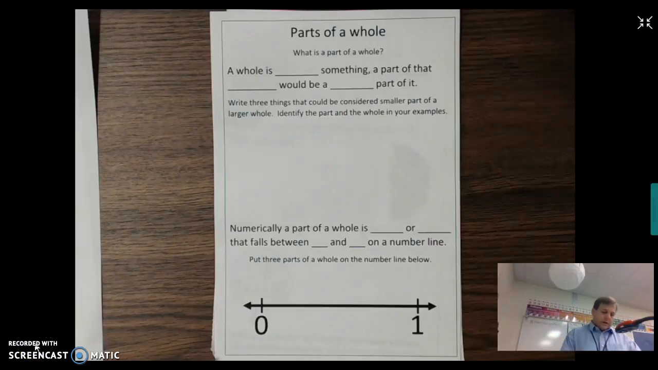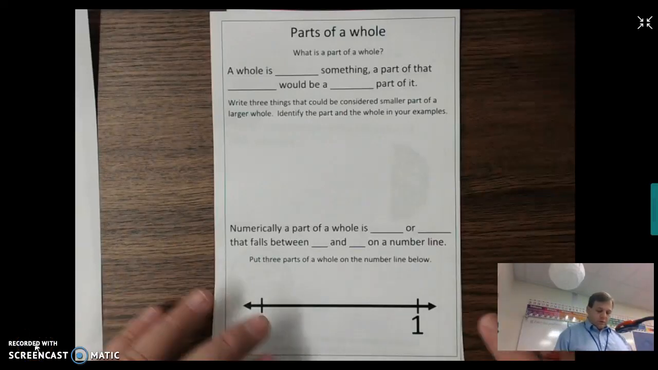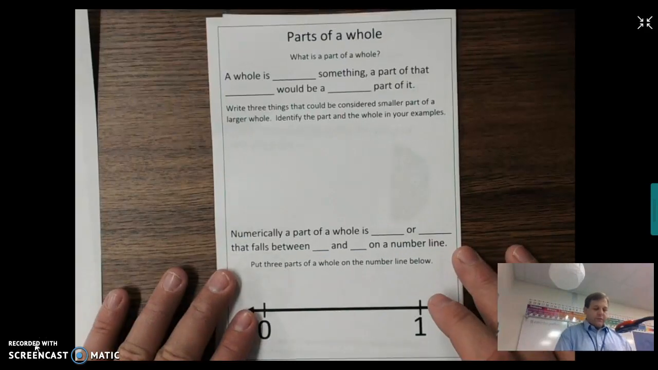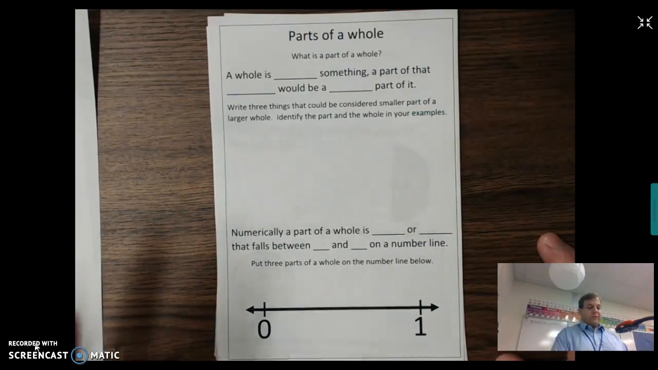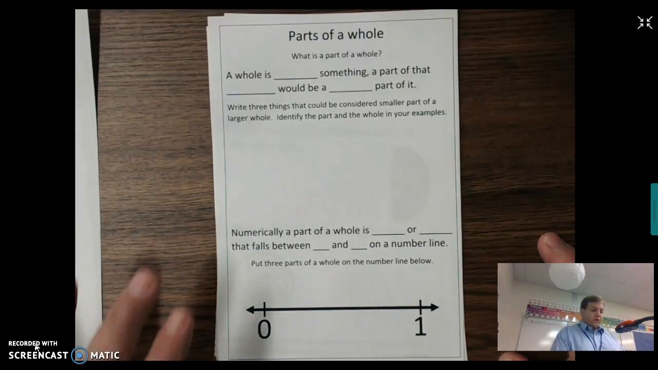Good morning. This morning we're looking at parts of a whole and ratios. Now this one is going to be a little longer than most of my note sessions, but we're doing it all together, we're doing it in class, and I want to use the video so you just kind of get a feel for what this is going to look like when you look at it at home. Okay, so we're going to start with parts of a whole.